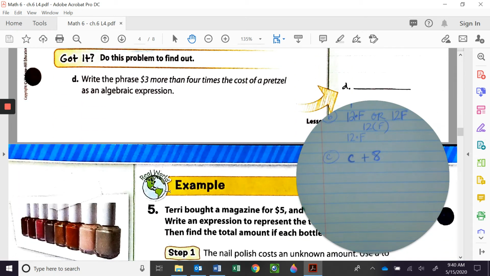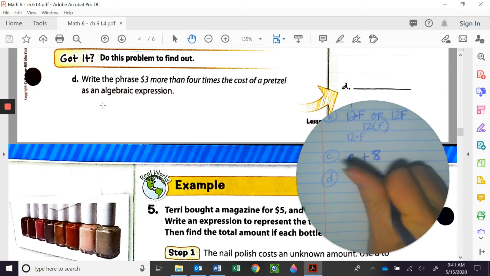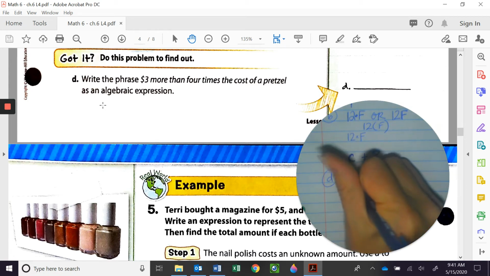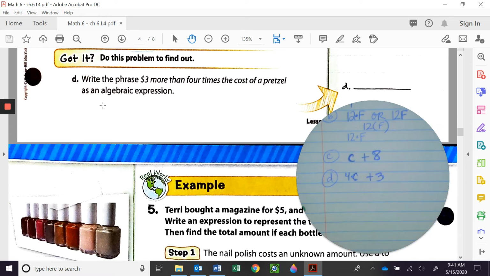So let's look at letter D. Write a phrase: 3 more than 4 times the cost of the pretzel. So 3 more than, so we're adding 3 to something, and then we know that we have 4 times the cost of the pretzel.